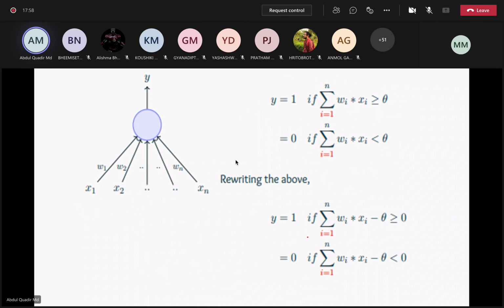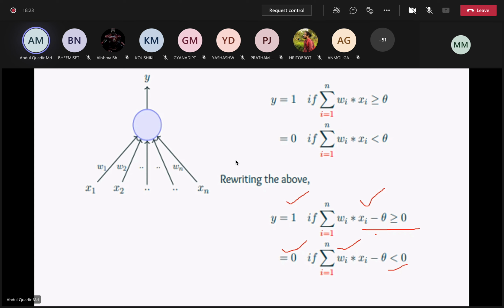Can this equation be written like this? I am just bringing the theta to the other side, so minus theta. Now if it is greater than 0, it will fire 1, and if it is less than 0, it will fire 0.